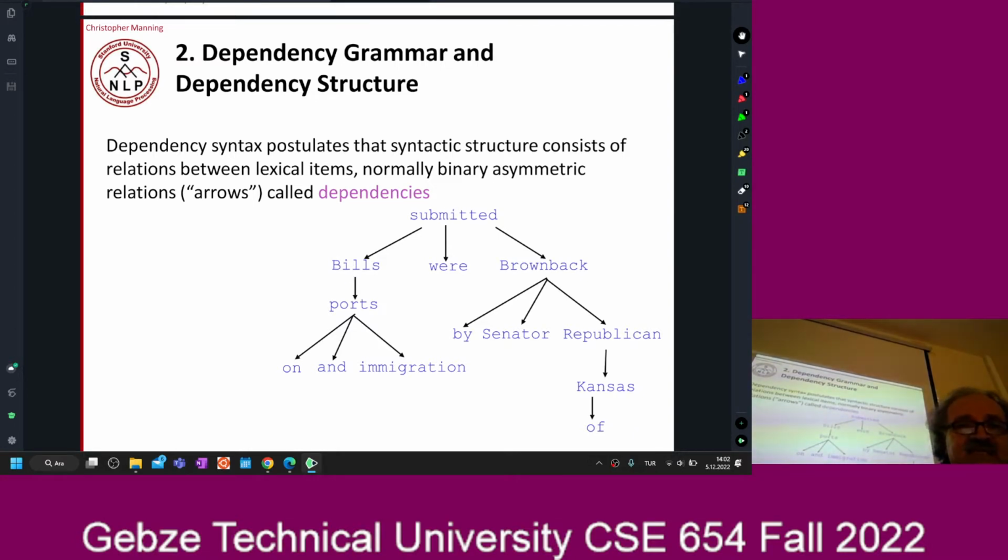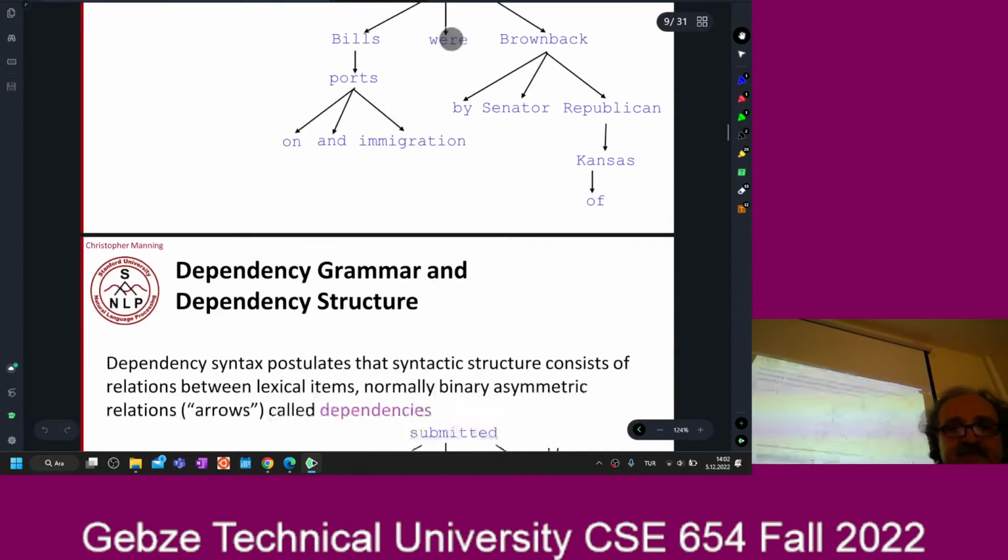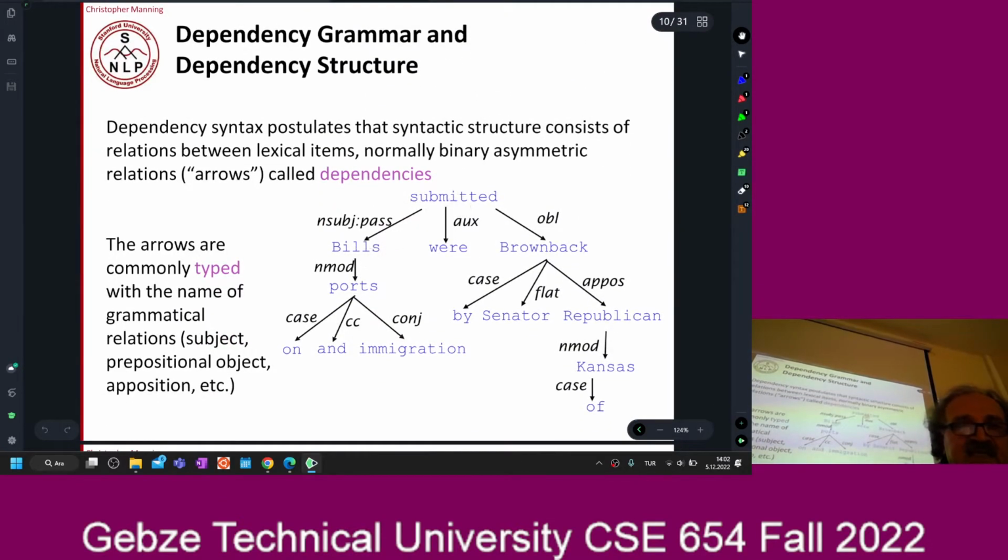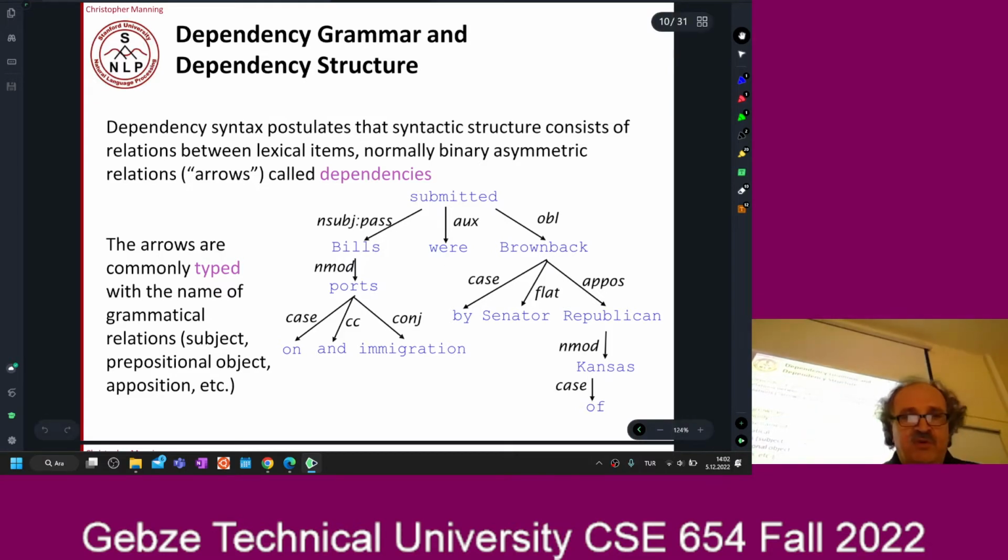It's asymmetric. Why? Because there is a relationship between this and this. It is nominal subject, submitted, nominal subject. And submitted, this is the object of it, right? Submitted object. And this is the auxiliary. Submitted is a verb, and this is the auxiliary part of it. So it is not symmetric. There is no relationship from verb to submitted as auxiliary, but from submitted to verb, it is auxiliary.